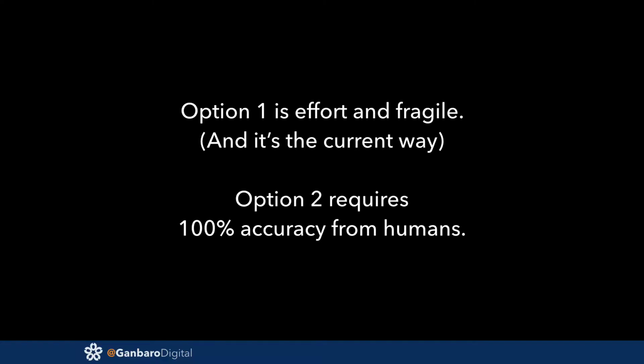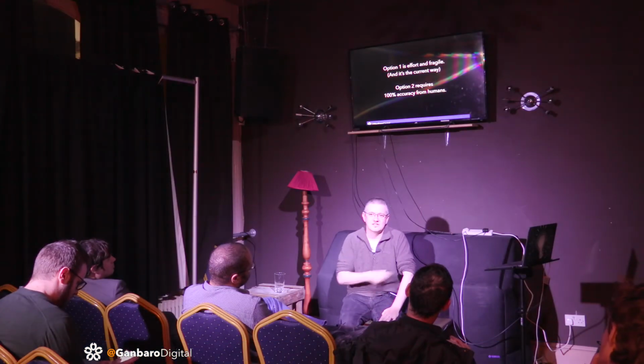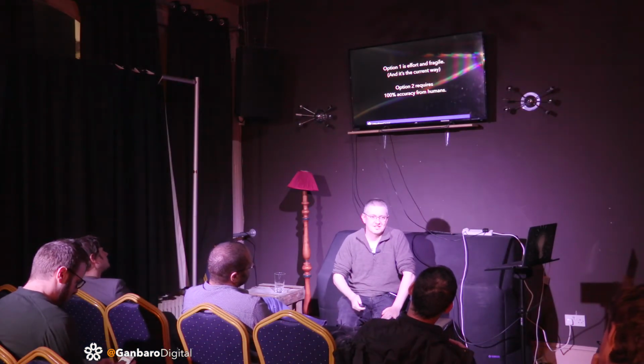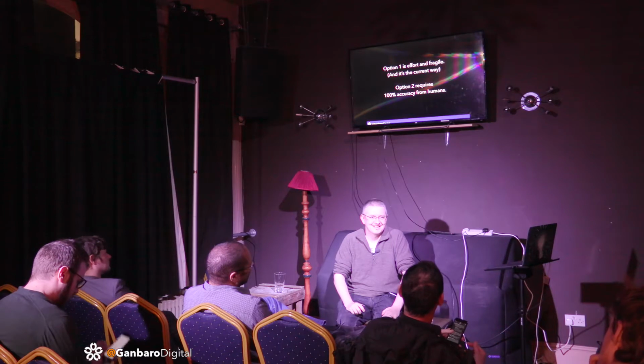Now, problem is option 1's effort and introduces fragility into the code because it's basically how we already do things. And I'm on this quest because I'm fed up with how we do things. It's not delivering what I want. Option 2 requires humans to do this error checking 100% accurately and checking that failure's got a value in it. Doesn't happen. I prefer option 1 at this point.